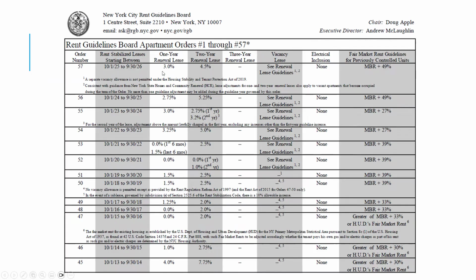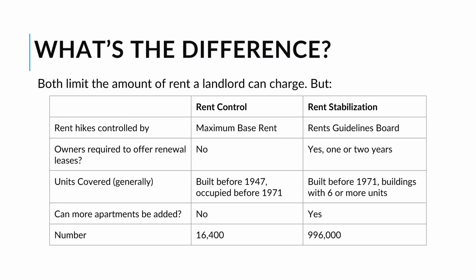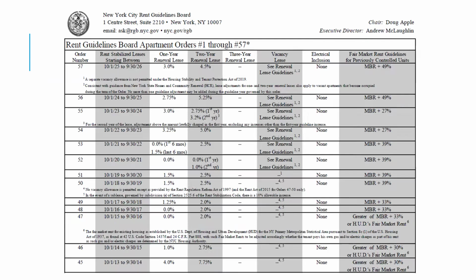So let's say I have a 1 year lease on an apartment that is $2,000 a year. I'm getting my lease renewed today. My landlord's going to look at this 1 year renewal lease, 3% growth. So that would mean that he can charge an additional $60 on next year's rent. So $2,060 will be my new rent for next year.